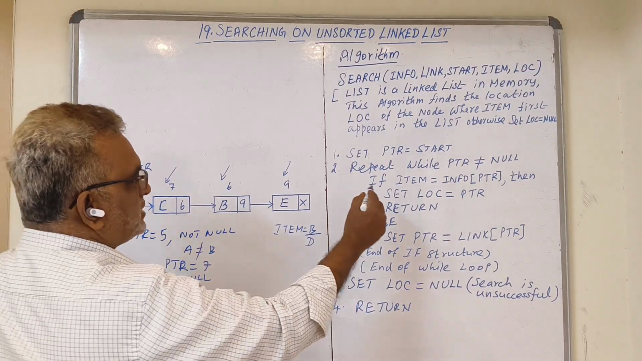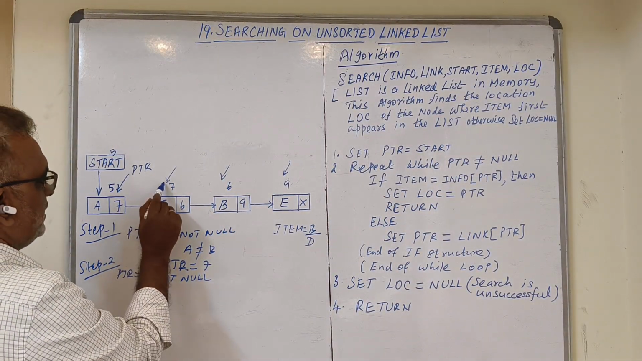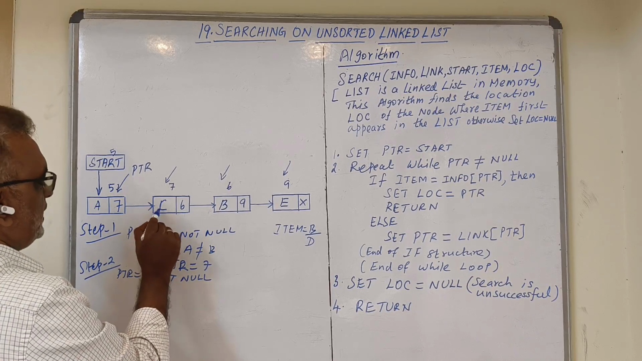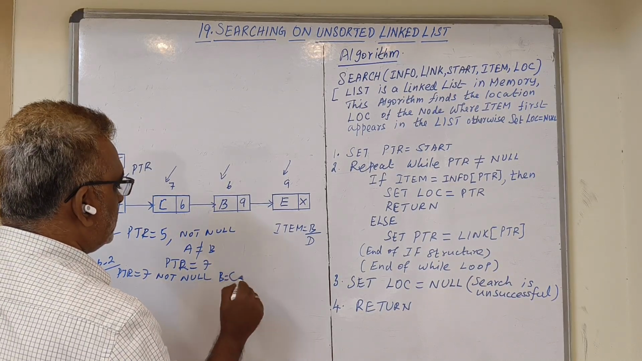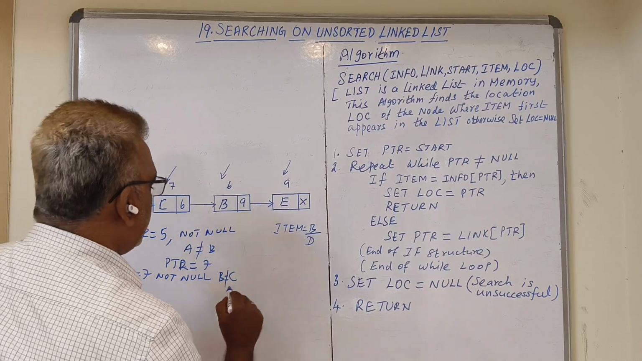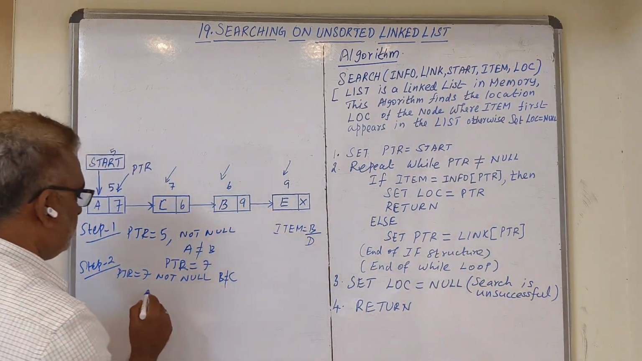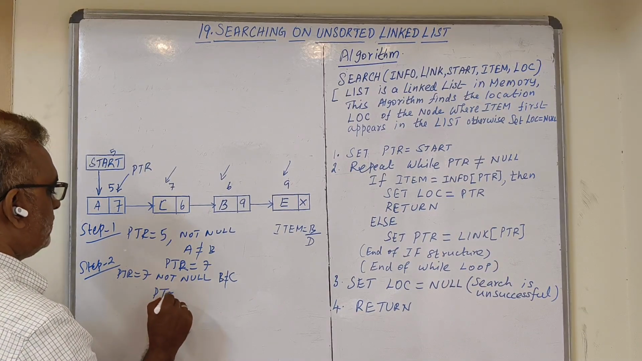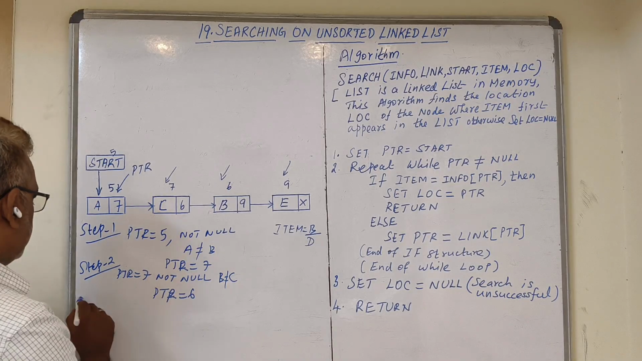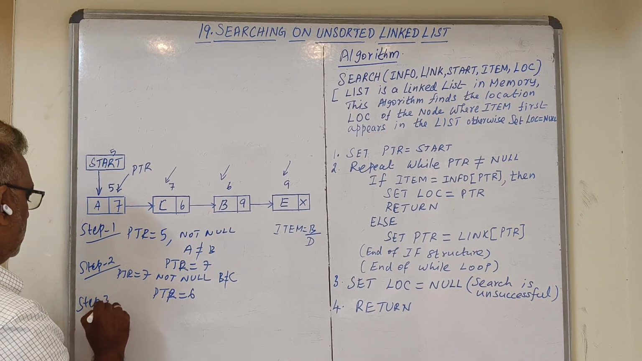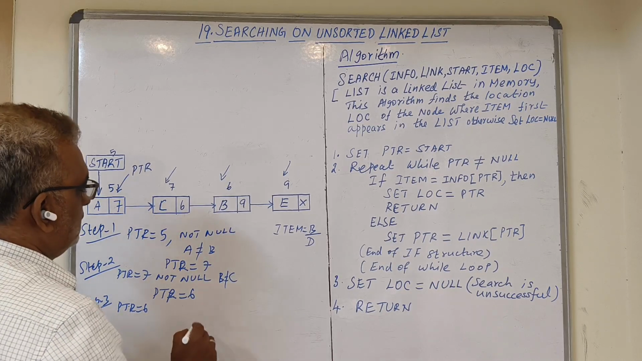Then we check the information part of the PTR. The information part, it is moved here, is C. Check that B is equal to C. It is not equal. So again the link part of PTR is stored in PTR. Now the PTR value is 6. Step number 3. Now PTR is equal to 6.